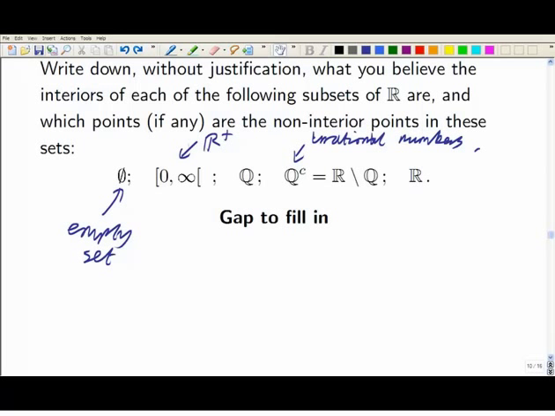Neither Q nor Q complement have any interior points, and the reason is that to have an interior point in a set, you have to find an open interval that's completely contained in the set. Now, you take any open interval in the real numbers, and it has both rational numbers and irrational numbers in it, so you can't find anything that's interior to the rationals. But also, any open interval in the real numbers is going to have some rational numbers in it, so it doesn't consist entirely of irrational numbers, and that stops you from getting any interior points in the irrational numbers. So both Q and Q complement have empty interior, and the non-interior points of Q give you Q. The non-interior points of Q complement give you Q complement.